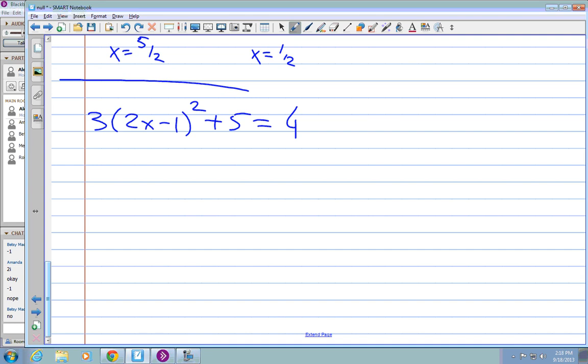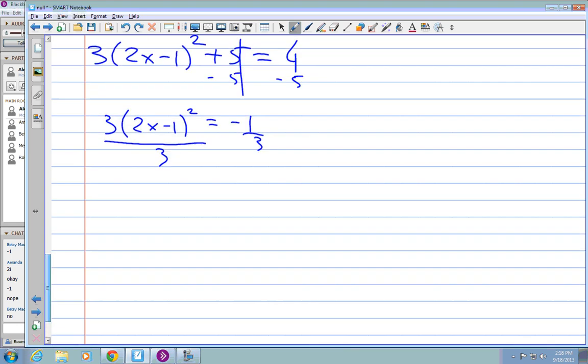But first, I need to isolate my squared term. I have to get 2x minus 1 squared by itself. So what do I have to do? Subtract 5 from both sides. So you get 3 times 2x minus 1 squared equals negative 1. Then what? Divide both sides by 3. Very good. So we get 2x minus 1 squared equals negative 1/3.